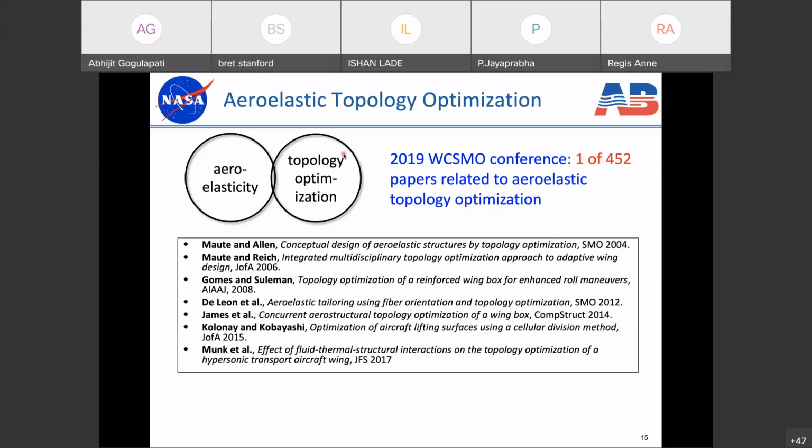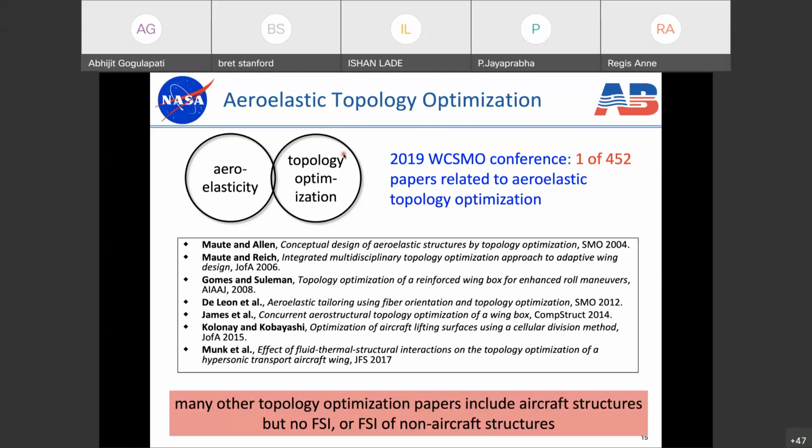Though having said that, there are a number of important papers that have been published over the years, and I've listed a handful of them here. In addition to these papers on aeroelastic topology optimization, we will find that there are many other topology optimization papers which include optimization of aircraft structures and aircraft components, but they don't include fluid structure interactions, perhaps. So these are interesting papers, but not quite what we're after today. We'll also find a whole host of papers that look at topology optimization of fluid structure interaction situations, but not for aircraft structures.